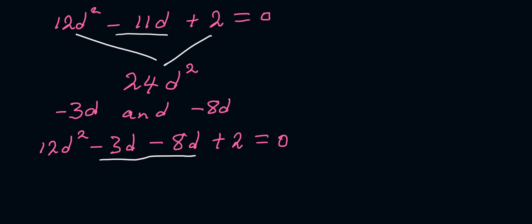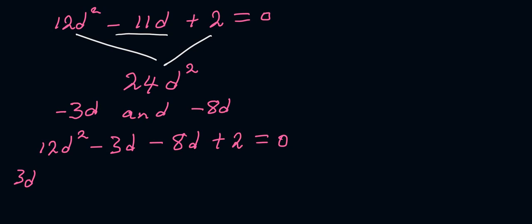You see how the 12d squared is the first number and plus 2 is the last number. So all we just did is substitute negative 3d and negative 8d in the place of negative 11d. So now we can factor this equation in twos. The first two numbers, we can factor them, which are 12d squared and negative 3d. So what is the GCF of 12d squared and negative 3d? That will be 3d.